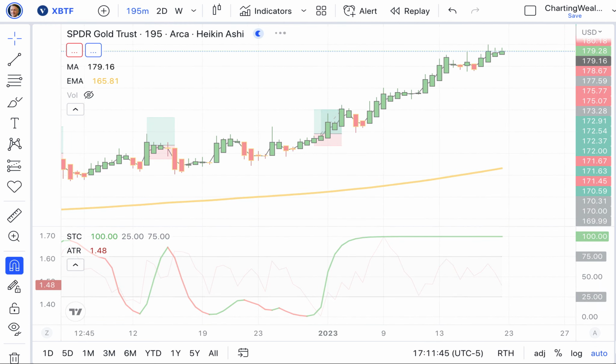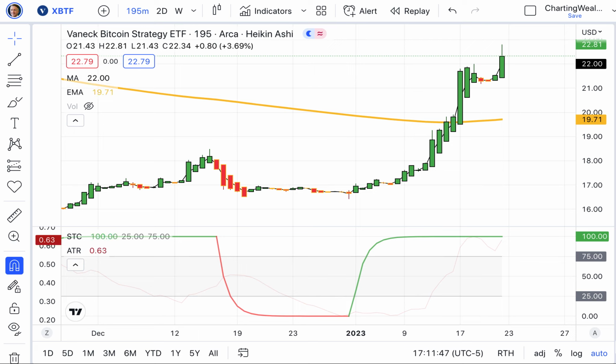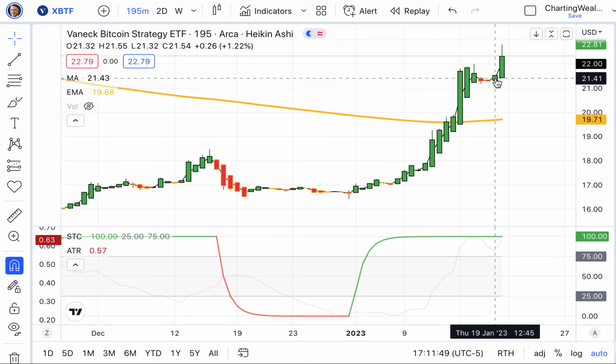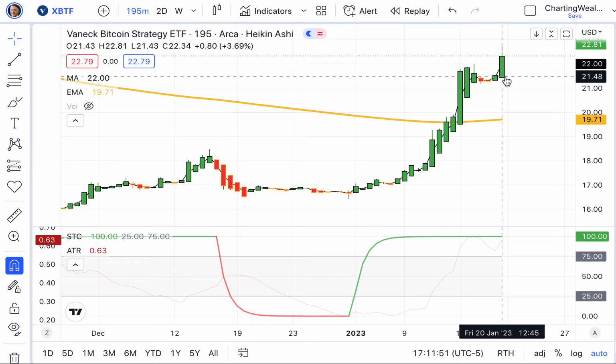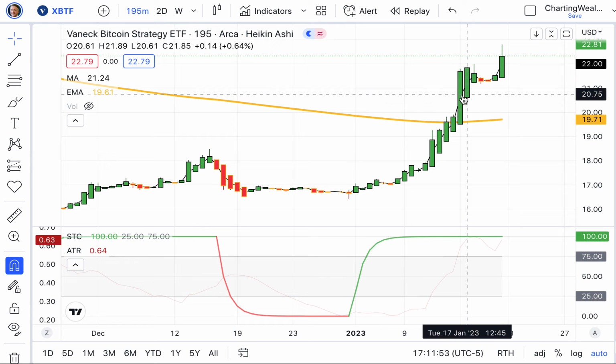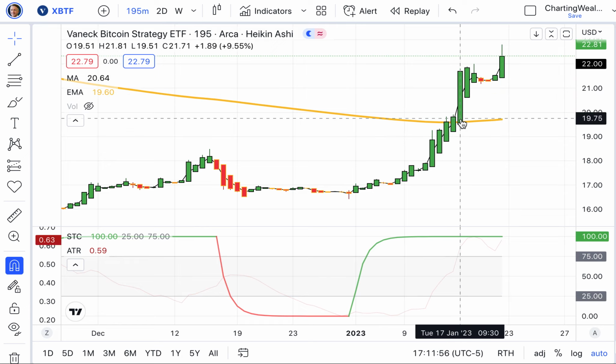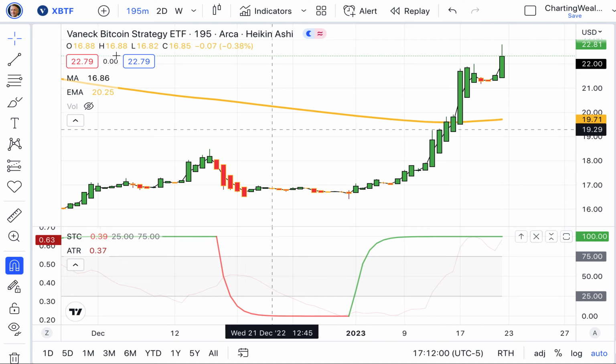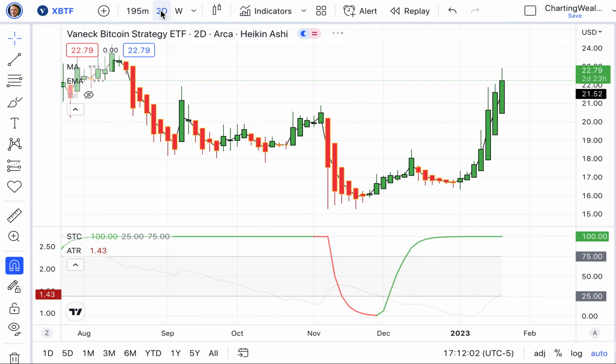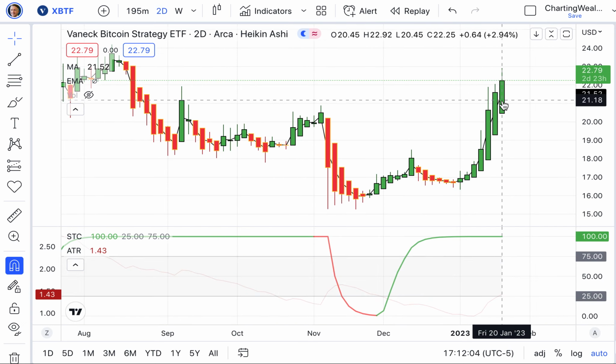Now, what about Bitcoin? Up 5.57%. Not much in the morning, but a booming up, as you can see, in the afternoon on Friday. Of course, it pushed through on Tuesday that 200 EMA, still green. No reset here yet for us. On the 2-day, it's green and just a booming up.